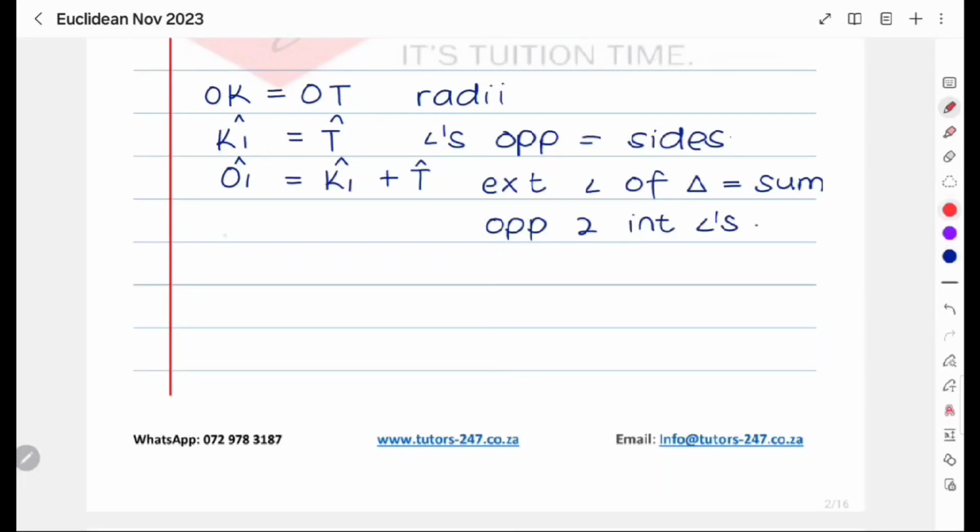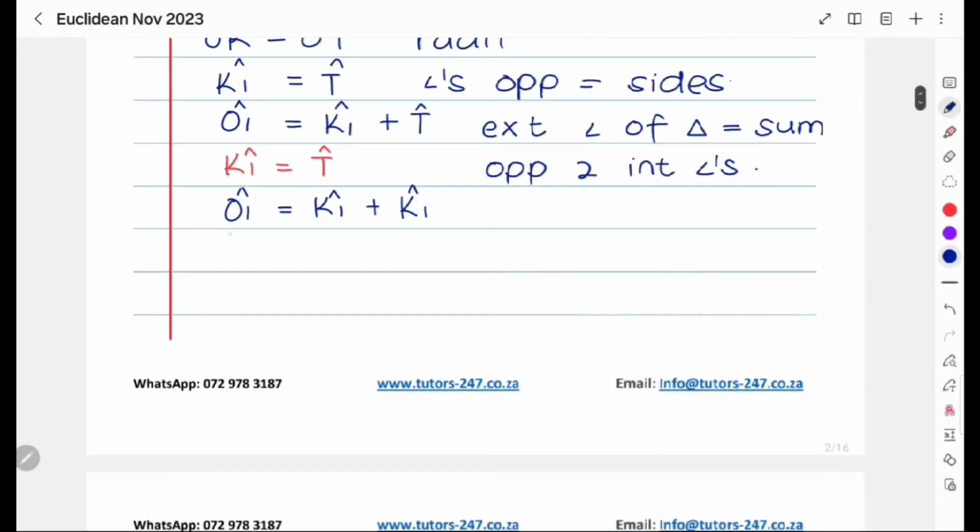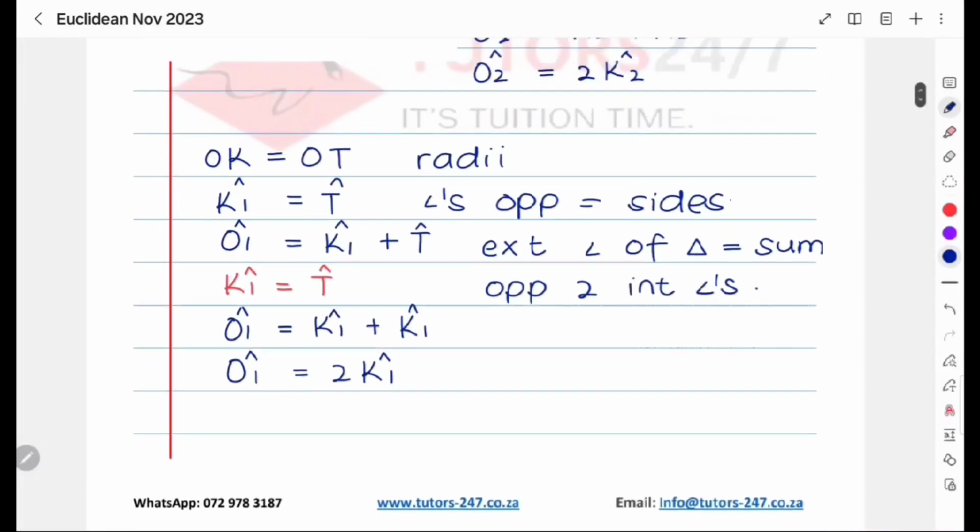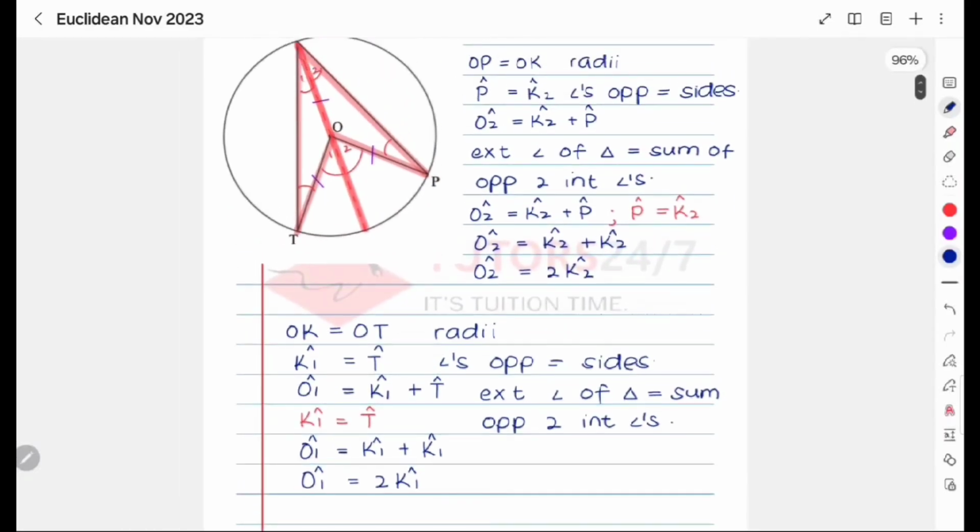Now please take note that because K1 is equal to the angle T, we can replace the angle T with the angle K1 in the equation. We can add up like terms, and we have 2 K1. So here we have O1 equal to double K1, and we have O2 equal to double K2.